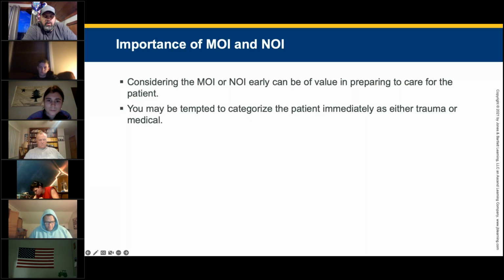So your mechanism of injury and your nature of illness is going to be how you determine what treatment pathway you're going to take with your patient. You might immediately categorize a patient as either trauma or medical, and come to find out it's the complete opposite. Just because the patient has a puddle of blood under them doesn't necessarily mean they're having a traumatic issue. There could be a medical issue there as well. Don't be too quick to judge. Make sure you do a full assessment before you make that determination.